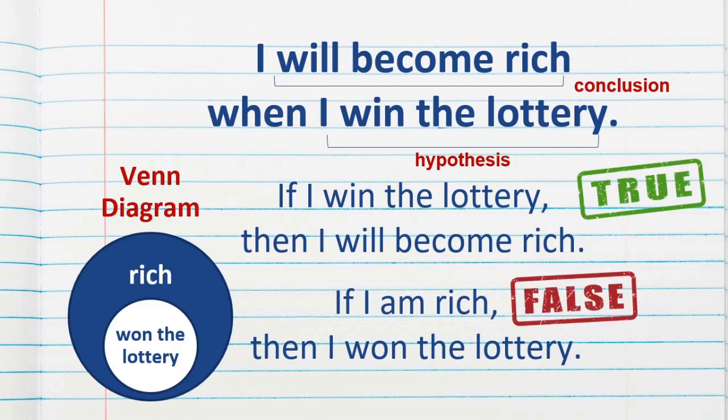Why? We can think of a counterexample where the hypothesis still holds. We can say, if I am rich, then I am a hard worker. We can say, if I am rich, then I received an inheritance. So, there are other instances where our hypothesis is true. It is not exclusive that if I am rich, I won the lottery. So, this conditional statement, when reversed, is false.